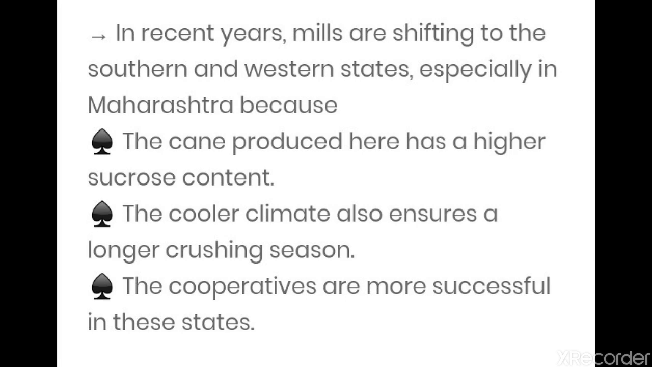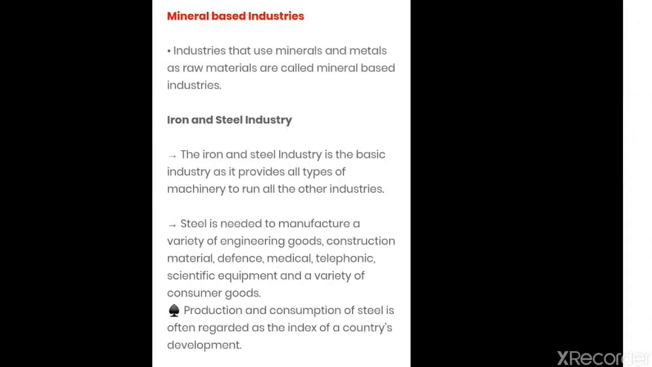And number three, the cooperatives are more successful in these states, in the western states. Sugar mills come under the cooperative sector, and cooperatives are more successful in Maharashtra and in the southern and western states. That is why the mills are shifting towards those areas where they will be getting support from the government.